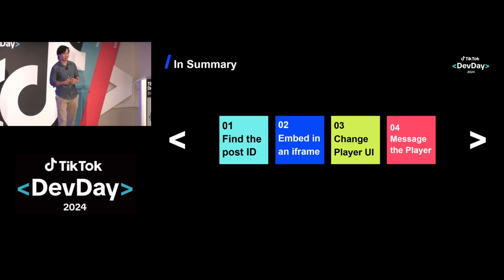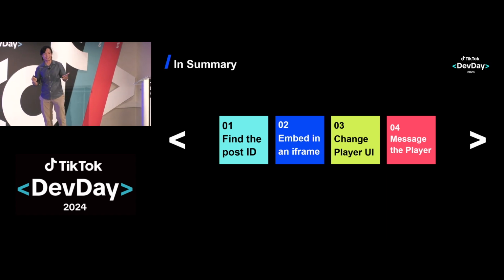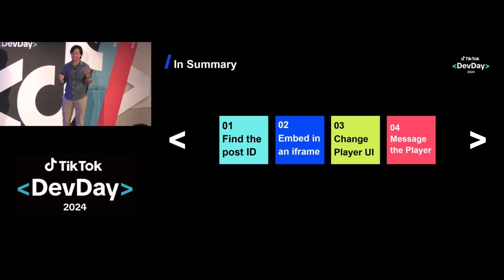Cool. So just a quick summary. It's very easy to embed an iframe player in your next applications or websites. Just need to find the post ID, use it in an iframe, change the player UI according to your liking, and finally extend it by adding some messaging if you need to. But otherwise, the first 3 steps would just work fine.